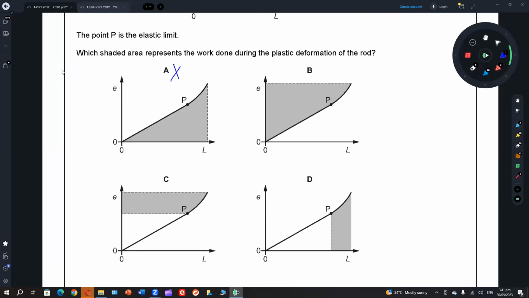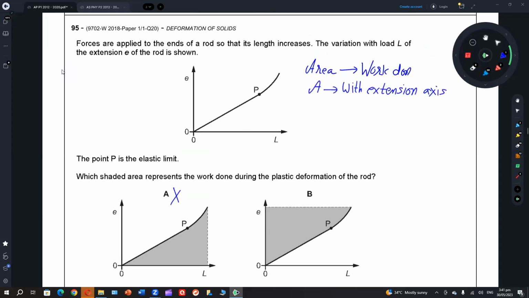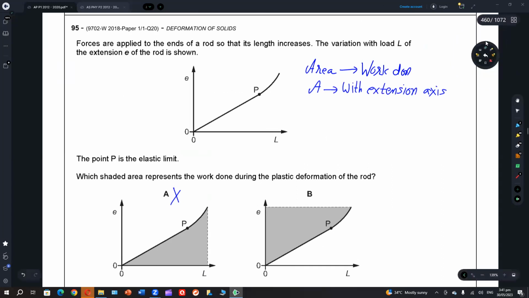So do we take the total area, right? No, for that you have to read the question. Forces are applied to the ends of a rod so that its length increases. The variation with load L of the extension of the rod is shown. That point P is the elastic limit. Which shaded area represents the work done during the plastic deformation? Okay, so it will be a portion of it, not the whole area, because the word is this.